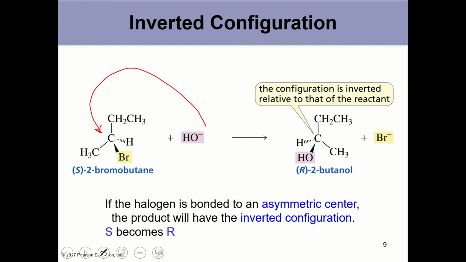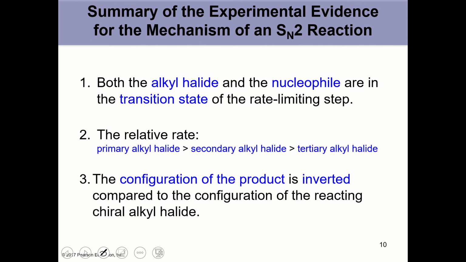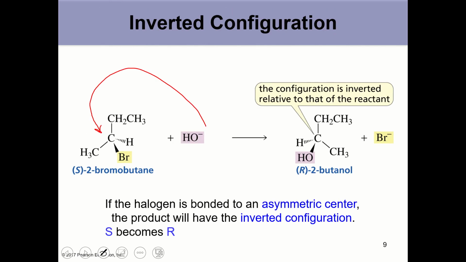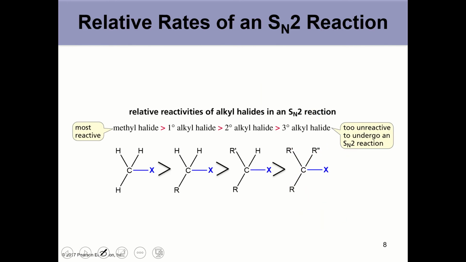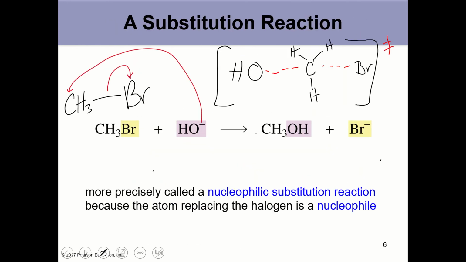So our nucleophile is bonding 180 degrees away from the bond to the electronegative atom of the alkyl halide. And because of that, we call it a backside attack. And I think I drew the intermediate of this earlier. Here, recall the transition state that I drew for you. This results in an inverted configuration.